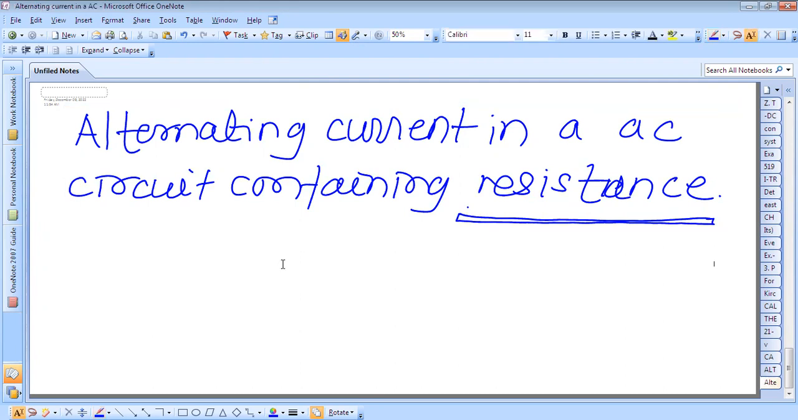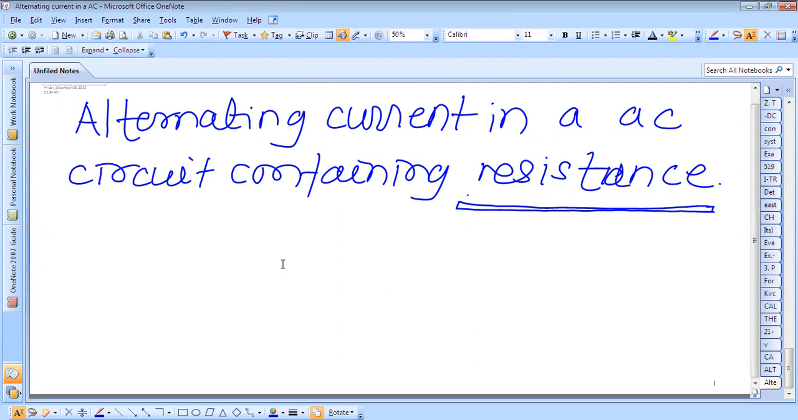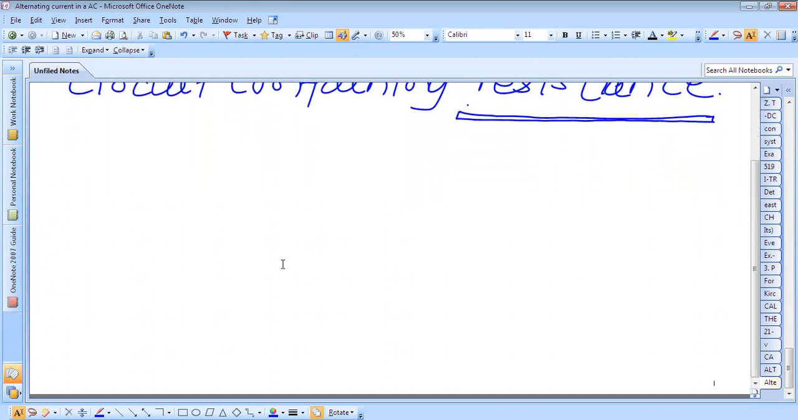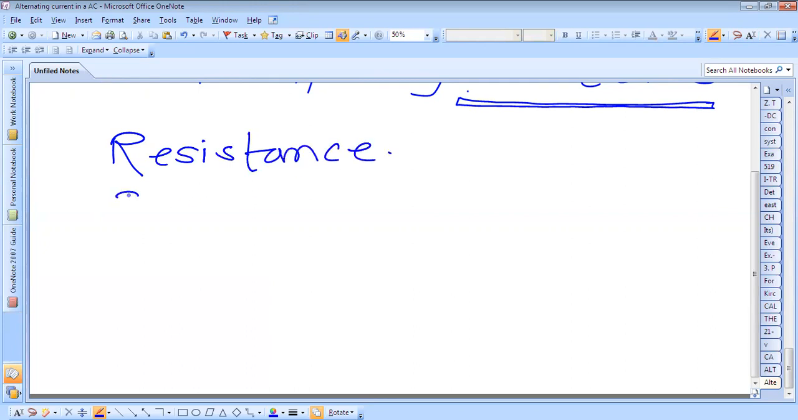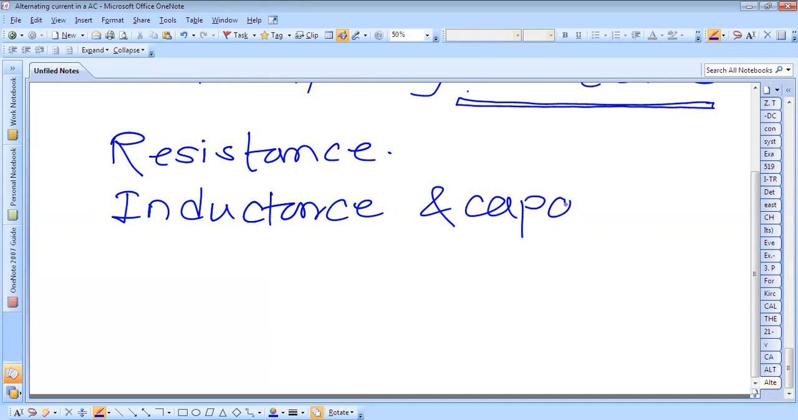We have seen the nature of the alternating current and voltage, but now we apply this voltage and current to the basic components of circuits. The basic components of the circuits are resistance, inductance, and capacitance. These are the basic components of the circuits.